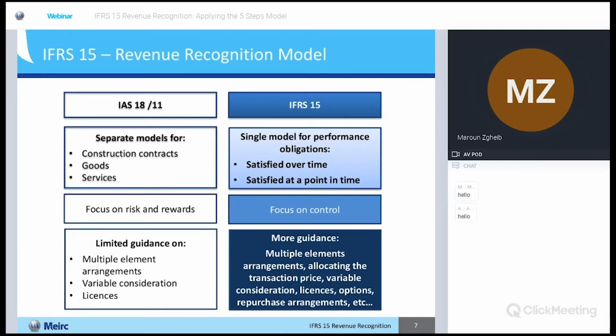Moreover, variable consideration was a gray area under the old standard, and now it was somehow explained with examples. It was somehow elaborated, and users can now know how to account for bonuses, incentives, claims, variations on contracts under the new standard.